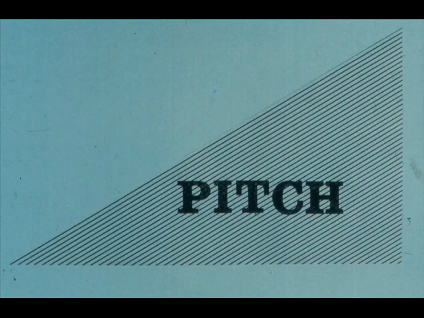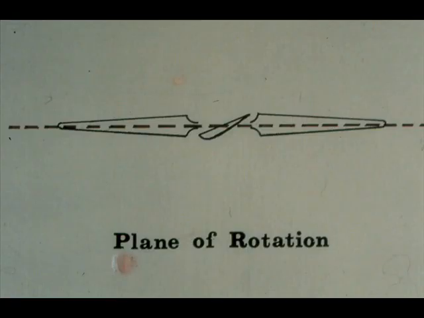Our next term is pitch. You will learn to adjust the pitch of the blades later in this training module. By pitch, we are referring to the angle created by the blade and the plane of rotation of the blades. This graphic illustration shows what we mean. The blades rotate along the dotted line shown, which is called the plane of rotation.